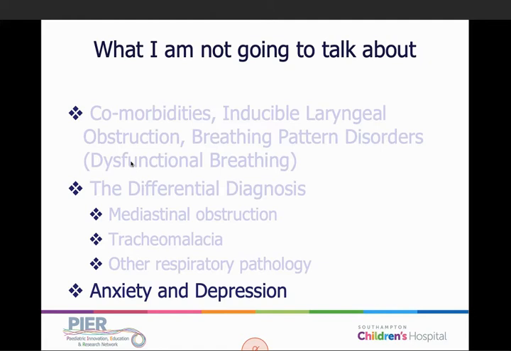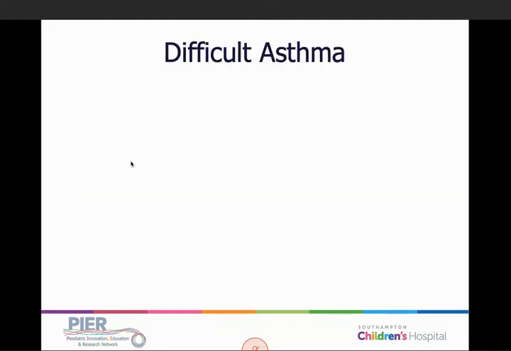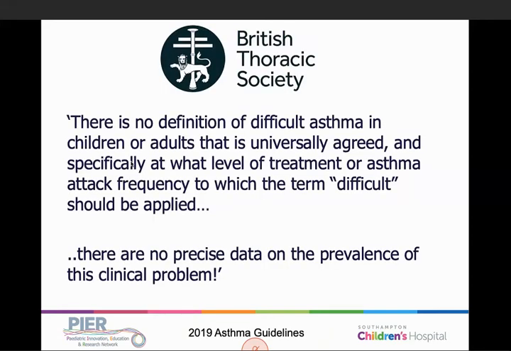But what are we left with when we take away all these things? What is difficult asthma? Well, we immediately hit on a difficulty because it's not really clear what we're talking about. And the British Thoracic Society, you mentioned, Chana, the BTS guidelines, and the most recent iteration of those in 2019, in their chapter on difficult asthma, made this very clear point that there is no definition of difficult asthma in children or adults that is universally agreed.